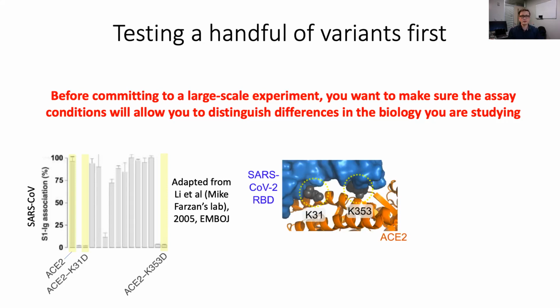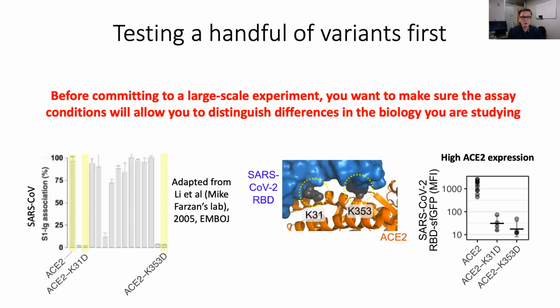While the SARS-CoV spike receptor binding domain has a similar footprint on ACE2 as the SARS-CoV-2 RBD, you can look at the structure and see that these residues, 31 and 353, sit right at that interface. So it makes sense structurally that mutating these lysines to aspartic acids could have pretty strong effects.